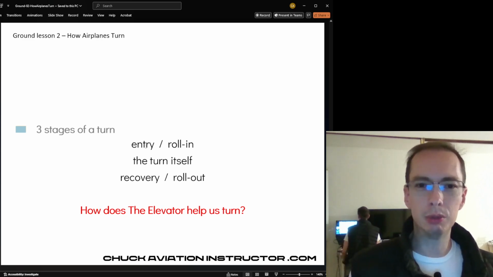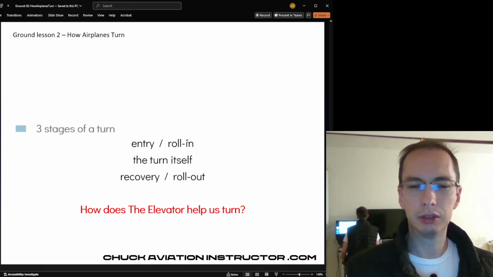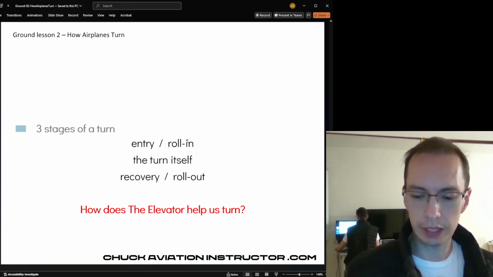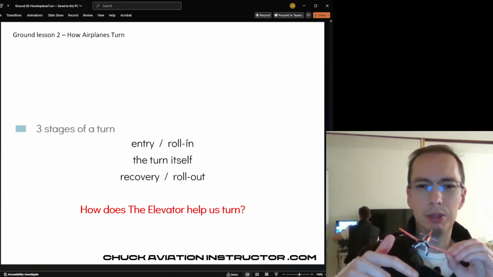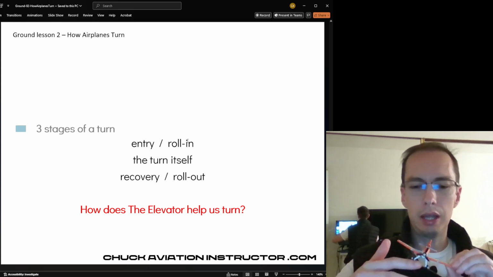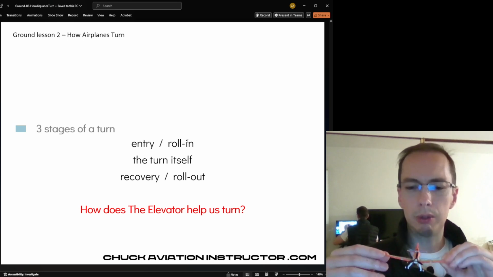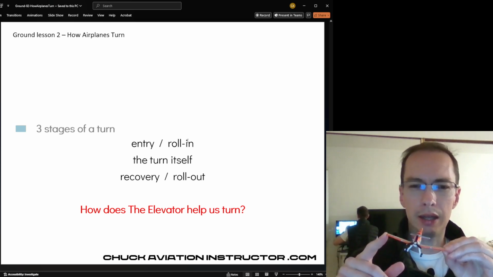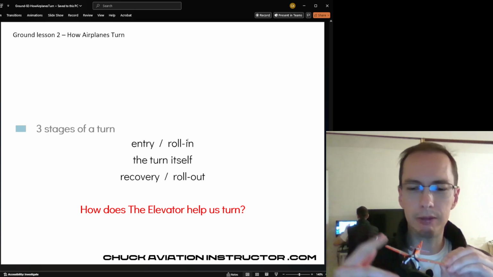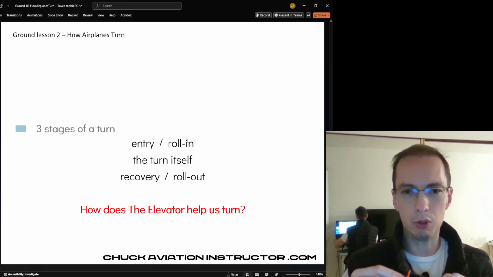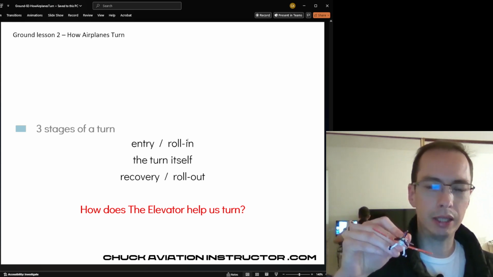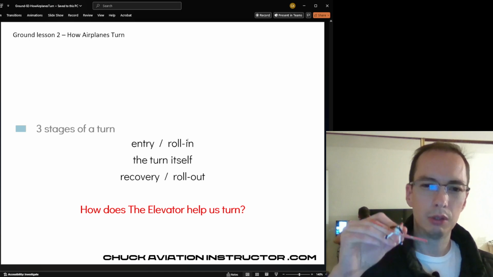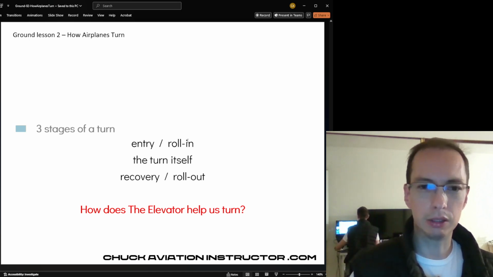And again, what does it do during the entry or roll in to a turn? Well, we mentioned earlier that every time your wings are not level, your lift is not enough to counteract your weight, and your airplane is going to descend. So even at a very shallow angle of bank, let's call it 5 degrees of bank, or even 1 degree of bank, your elevator should be activated even a little bit, just to prevent your airplane from losing altitude.